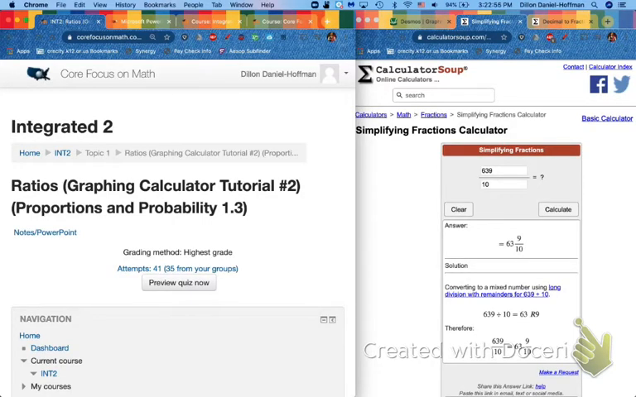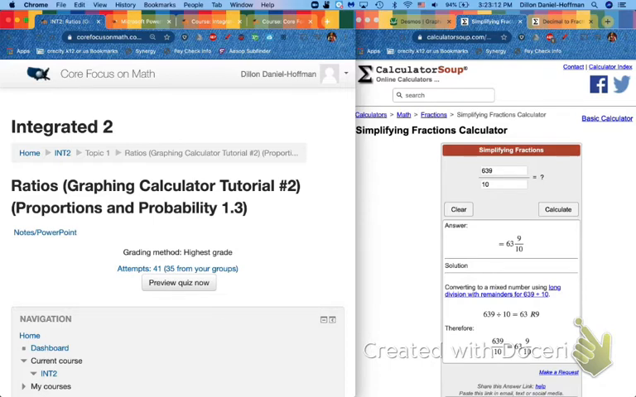Ratios without a graphing calculator. This is the second straight assignment that is set to be a tutorial for you to use your yellow TI-84 Plus classroom graphing calculator. Now, we don't have those right now, thus we're going to do what we can without it.